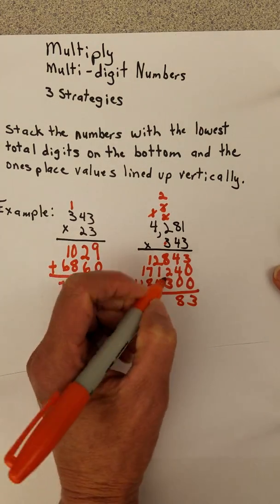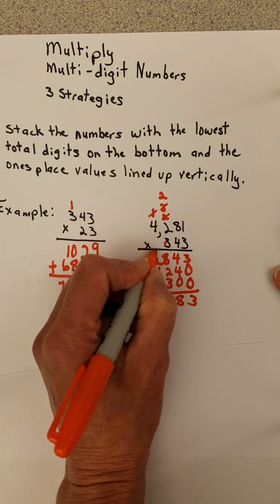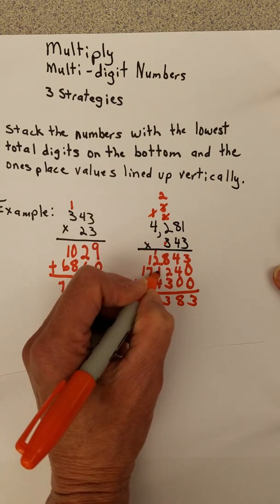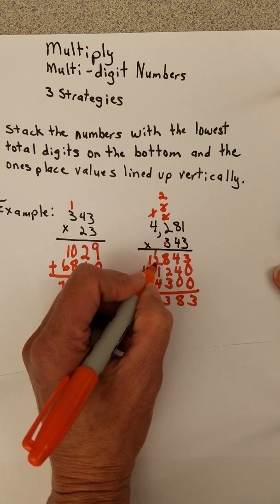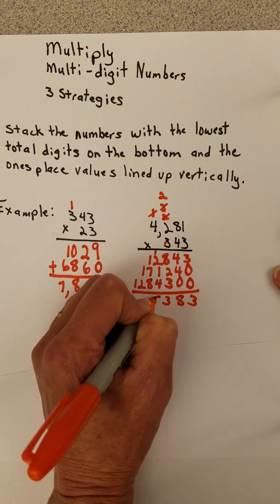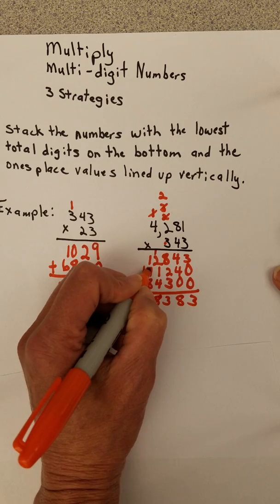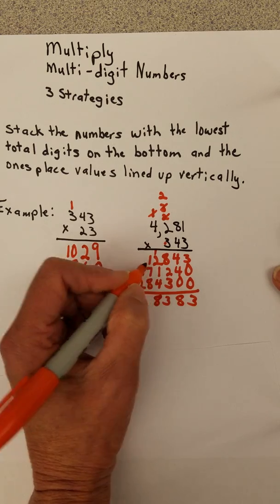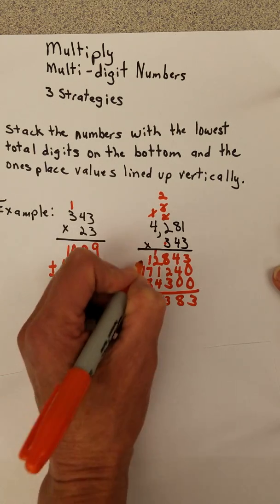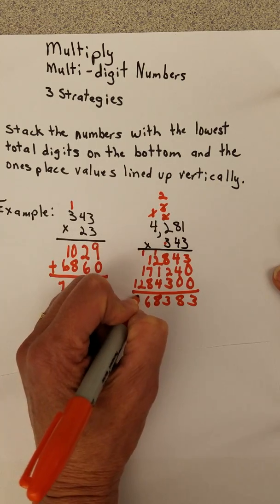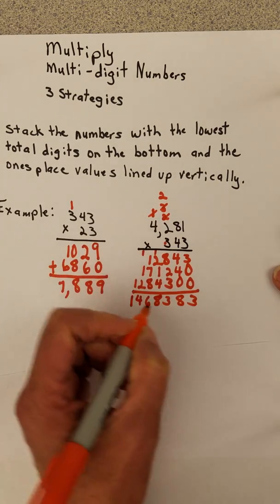That's 3, that's 8, that's 13, carry the 1. 4 and 1 is 5. 5 and 3 make 8. Okay, 7 and 8 is 15. And the 1 makes 16, carry the 1. And that's 4, and that's 1.